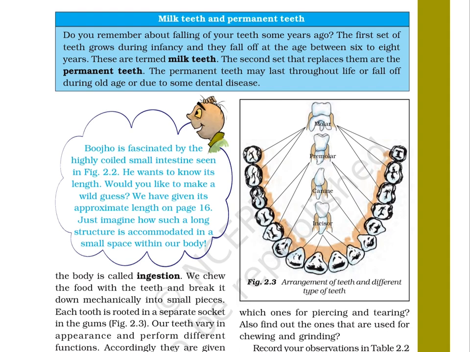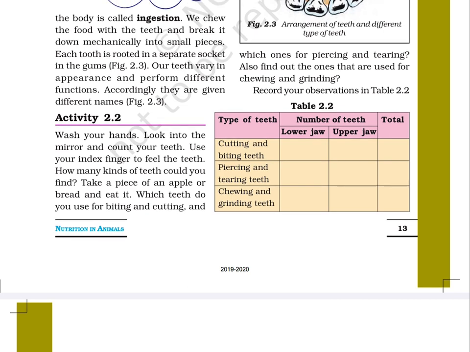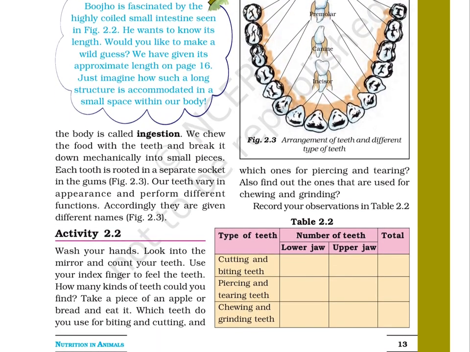Activity 2.2. Wash your hands. Look into the mirror and count your teeth. Use your index finger to feel the teeth. How many kinds of teeth could you find? Take a piece of an apple or bread and eat it. Which teeth do you use for biting and cutting, and which ones for piercing and tearing? Also find out the ones that are used for chewing and grinding. Record your observations in table 2.2.